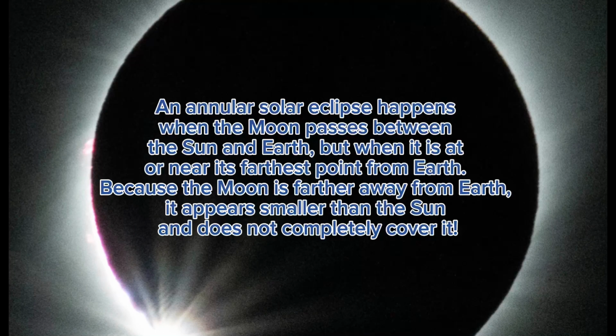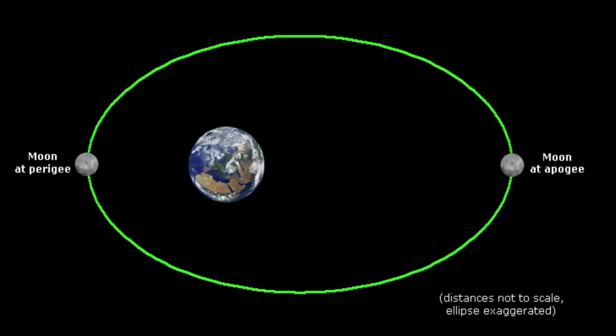So an annular solar eclipse happens when the moon passes between the sun and the earth, but when it is at or near its farthest point from earth. Because the moon is farther away from earth, it appears smaller than the sun and does not completely cover it. Now, when I say that the moon is farthest away, that means in its orbit, it's not as close as it can be. Its orbit is not a perfect circle around Earth. It actually is a bit of an oval, also known as an ellipse.